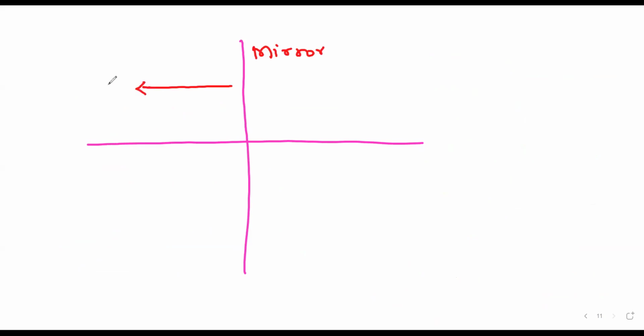Suppose we take the Cartesian sign convention, this is your mirror. All the measurements to the left of the mirror are negative, to the right of the mirror are positive. Above the mirror are positive, below the mirror are negative. These are the main sign conventions. So for concave and convex mirrors, what are the terms we have? You have U, V, F, HO, HI.